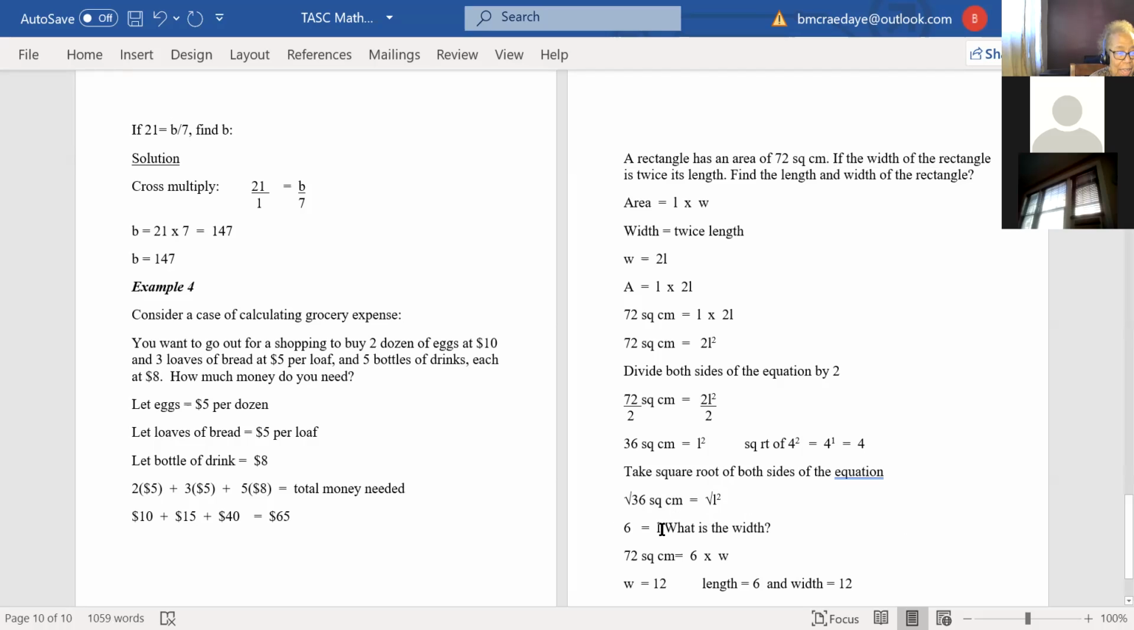So if L is the length, and that's equal to 6, and the area is 72, the number that multiplies by 6 is my width. And that can only be 12 because 6 times 12 gives 72. So that means the length is 6 and the width is 12. Okay. So we will be doing more algebra. That's just an introduction to the algebra. That's what we'll be starting on next time.